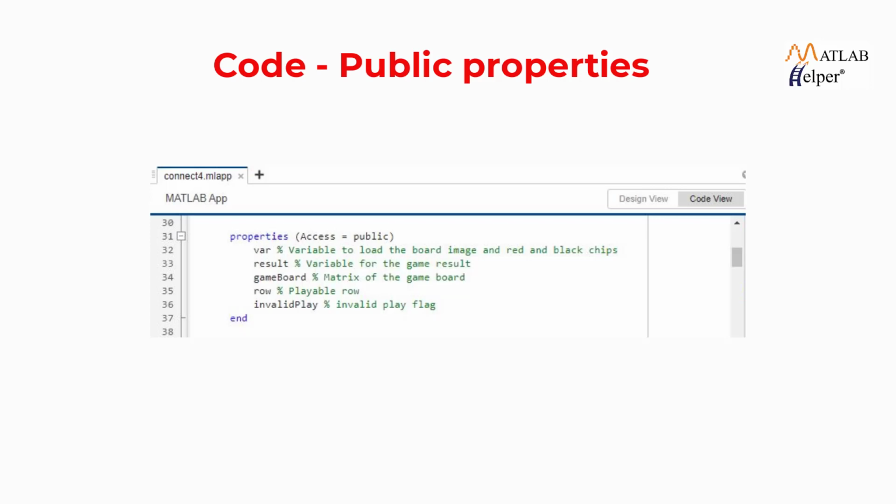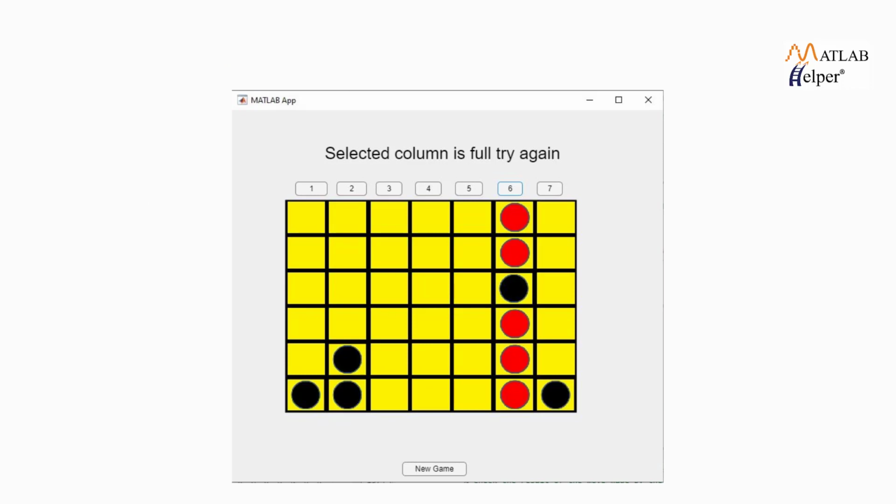and invalid play, which is a flag set to 1 if the player tries to drop a chip into a column that is already full. If this happens, he will be alerted to try another move.